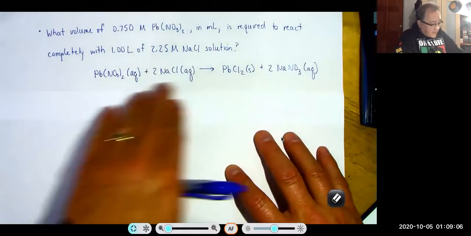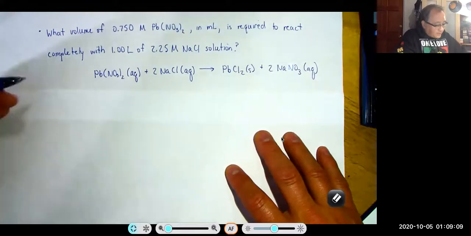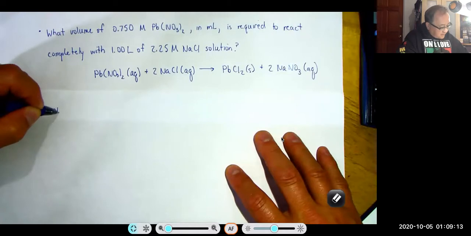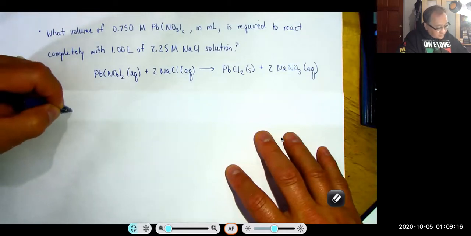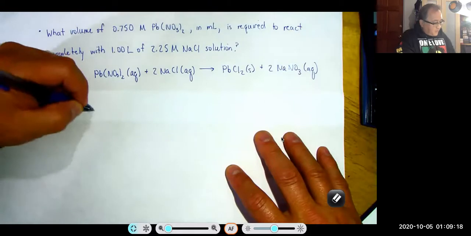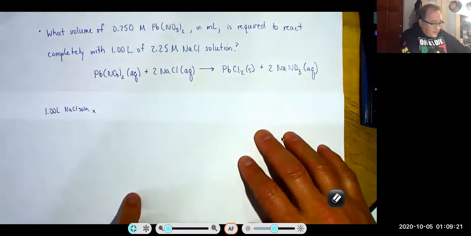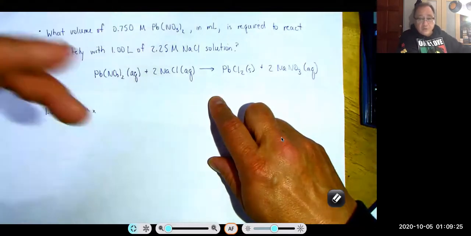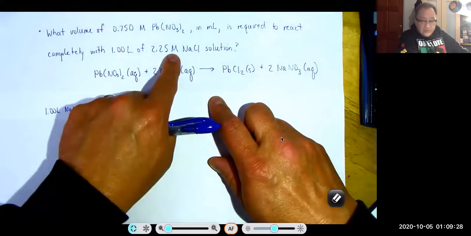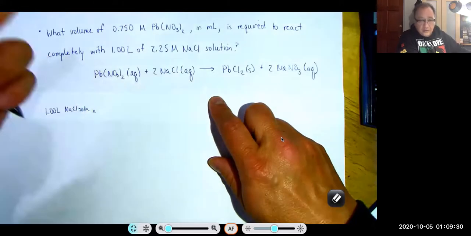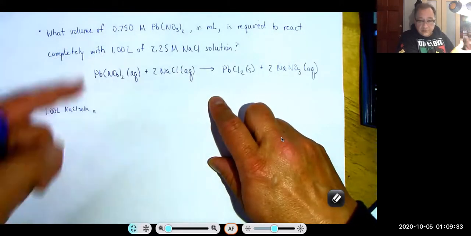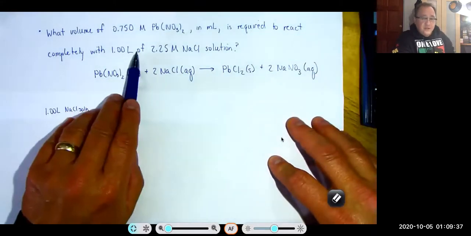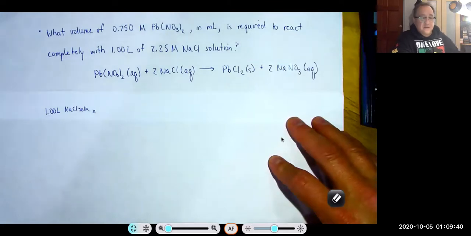Here's the balanced reaction. I'm going to start with 1 liter of my sodium chloride solution. You might be wondering, why am I starting with this? Well, this is a concentration, which means it's a ratio of moles per liter, and this is really just liters. Normally, I like to start with the thing that is not a ratio and convert that thing into other things.